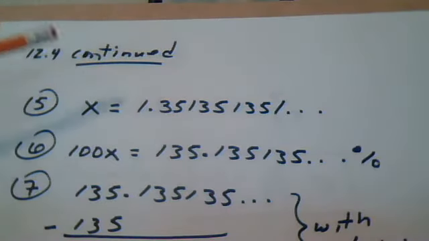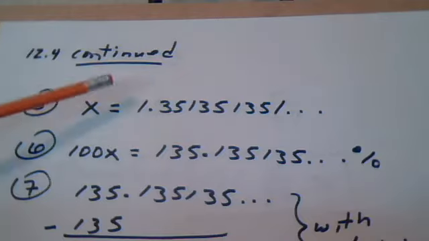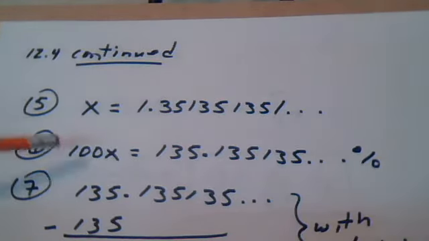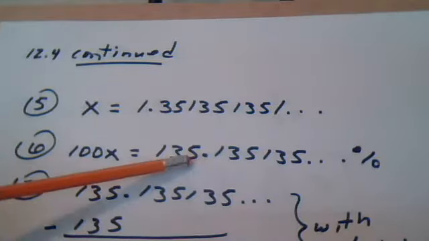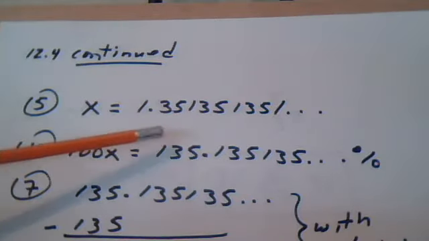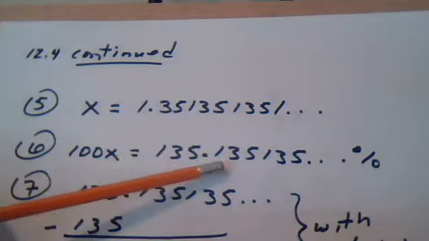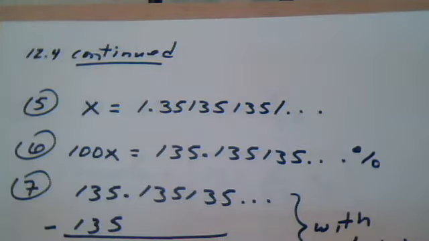But remember, the x should be a percent. So on your calculator, say times 100 to change this number into a percent. So now you have 135% and some repeating decimal. It's a percent now. Now don't erase anything.